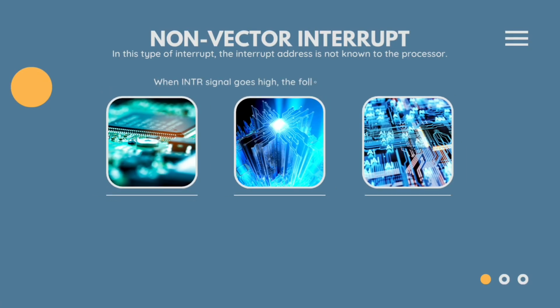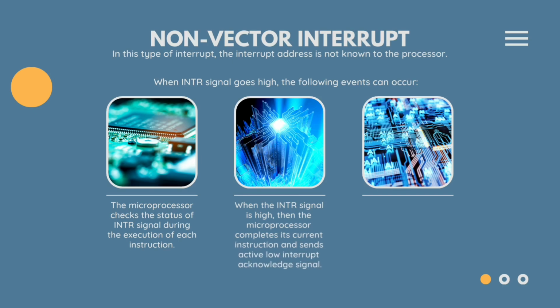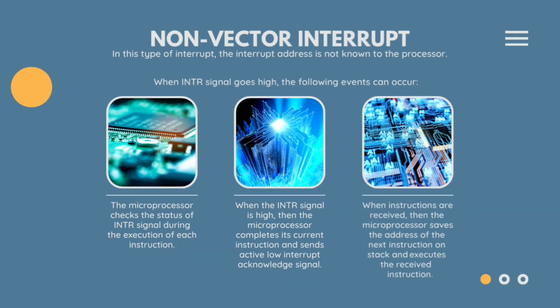When the INTR signal goes high, the following events occur. First, the microprocessor checks the status of the INTR signal during the execution of each instruction. Second, when the INTR signal is high, the microprocessor completes its current instruction and sends an active low interrupt acknowledge signal. Lastly, when the instruction is received, the microprocessor saves the address of the next instruction on the stack and executes the received instruction.